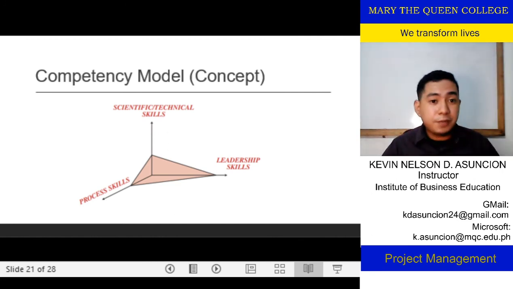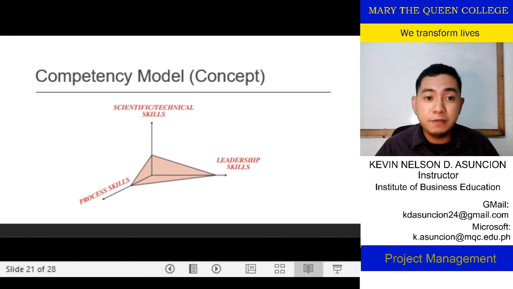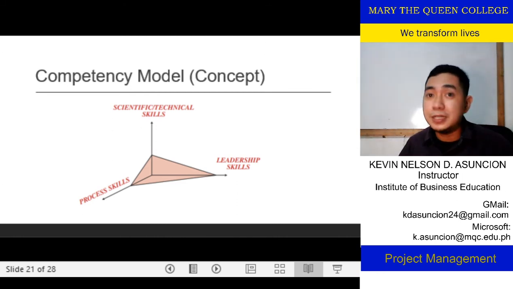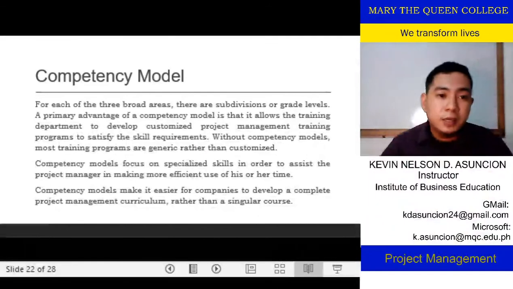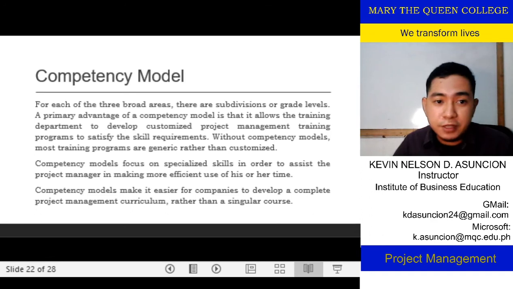So this is the concept. It's not just about the delivering. In fact, it's more on the scientific and technical skills, as well as the leadership skills. The leadership skills are at the top because you are the project manager. For each of the three broad areas, there are subdivisions or grade levels. A primary advantage of a competency model is that it allows the training department to develop customized project management training programs.